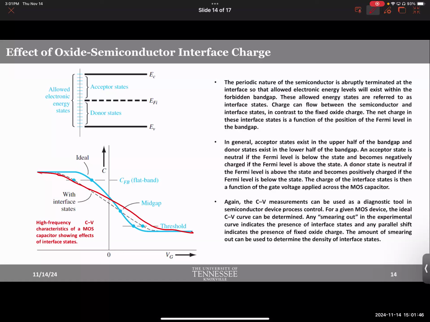If you see this kind of a CV effect, smearing, that represents that you have interface trap charges, which are more serious problems than fixed charges, by the way, because fixed charges are fixed and predictable. You don't like them, but you can live with them. But interface charges are tricky because depending on how much voltage you apply, they will behave differently, which is even more problematic. Okay?